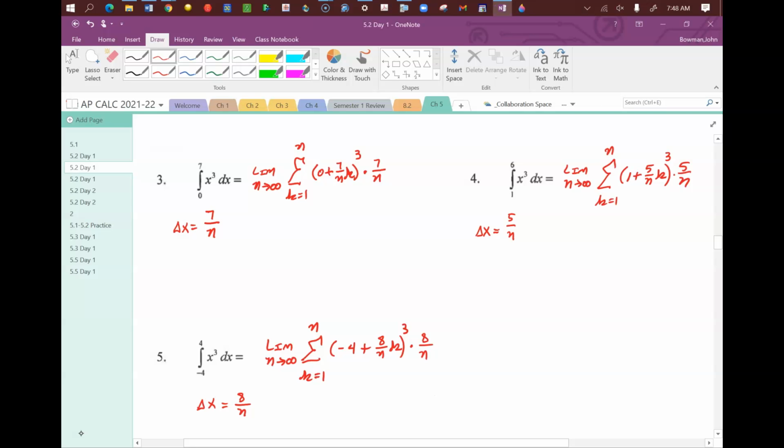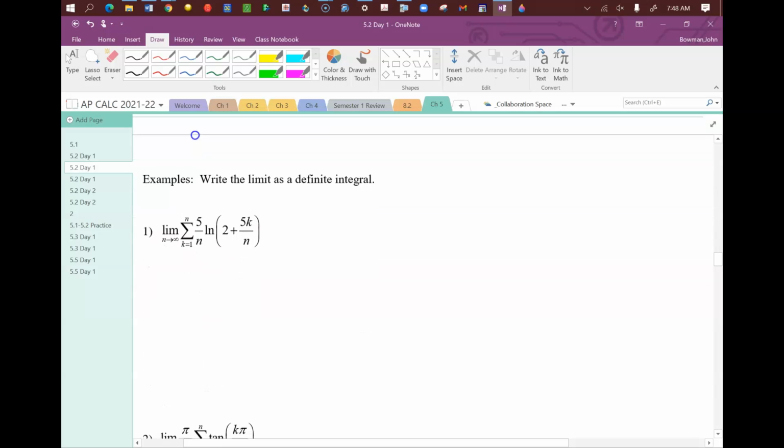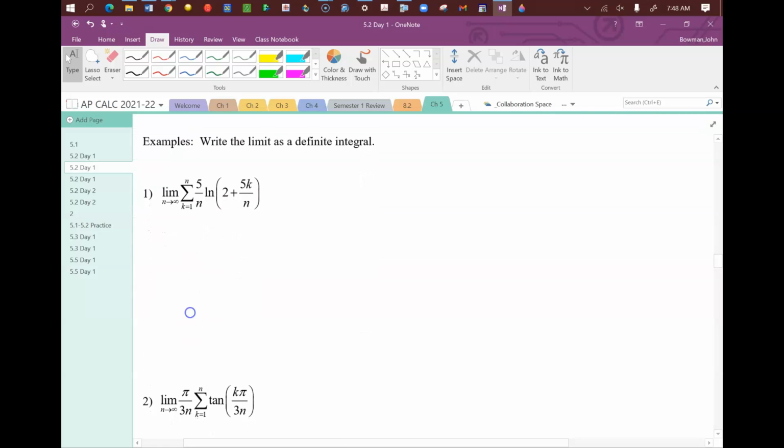The last thing we're going to do in this video is taking the limit notation and writing it as an integral. All right, so what do we see in this case? Well, first of all, things are rearranged a little bit. This 5 over n. So as I was saying, this 5 over n is our delta x. It's just in a different location.